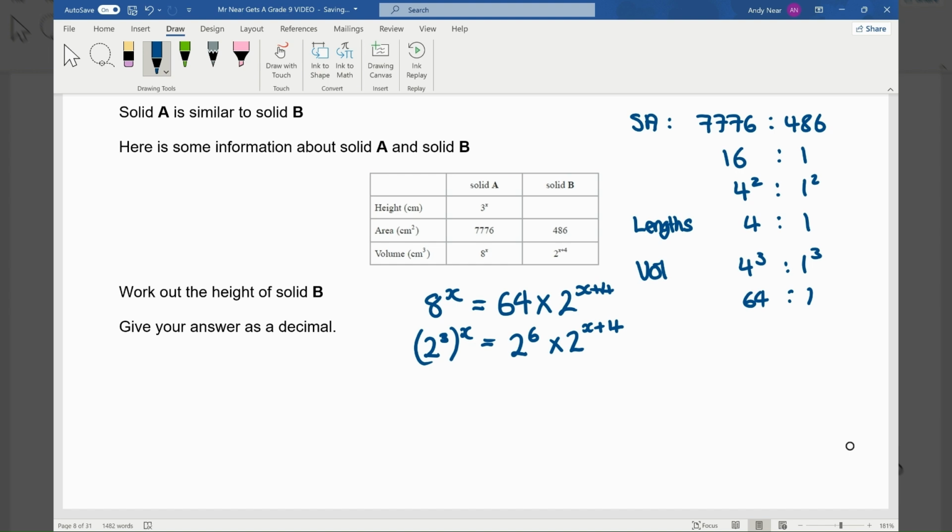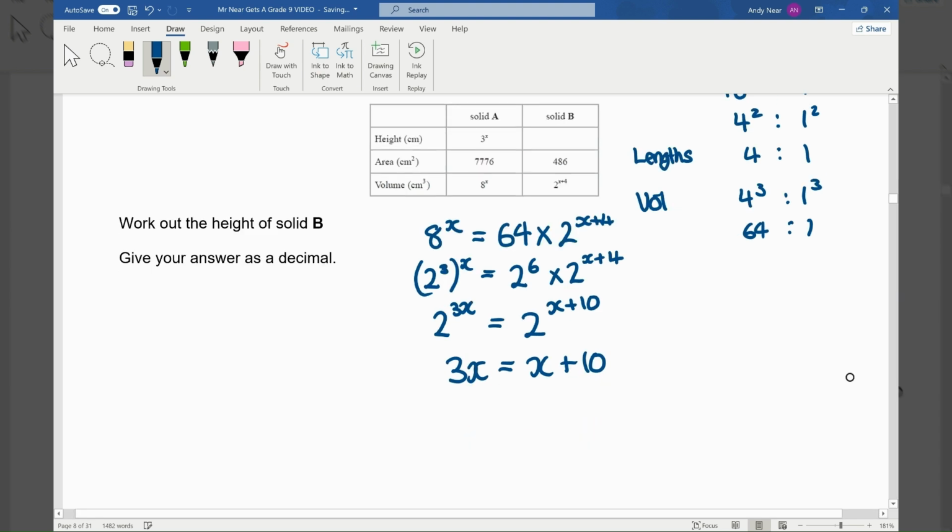So here, this gives me, on this side, 2 to the power of 3x, the 3 and the x are multiplied together, and when you multiply powers of the same base, you add the powers together, so this gives me x plus 10. So I've got 2 to the 3x and 2 to the x plus 10, so the 2 powers must be the same. So if you take x from both sides, you will get that 2x is equal to 10 and x is equal to 5.